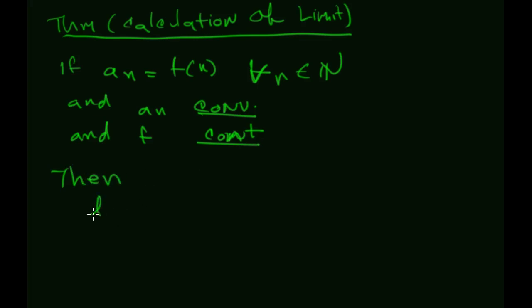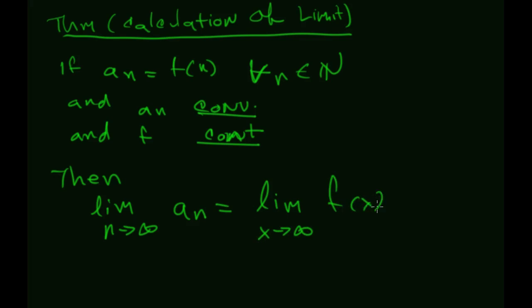Then the limit as n approaches infinity of a sub n is equal to the limit as x approaches infinity, because this is now a function, of f of x. So we're saying that if I rewrite the sequence as a function, then the limit of the sequence is equal to the limit of the function. So because of that, everything that we currently know about limits as we go to infinity still works. So let's look at some examples of this.